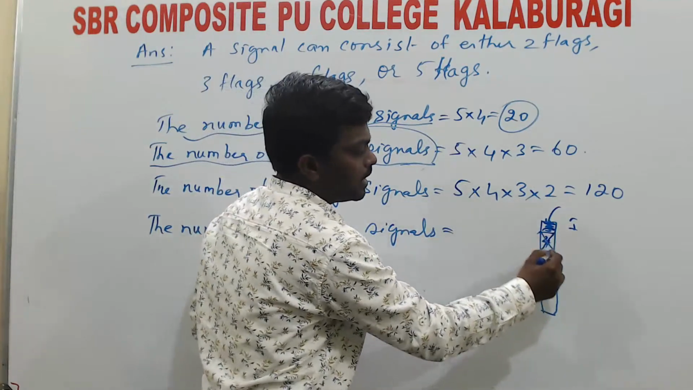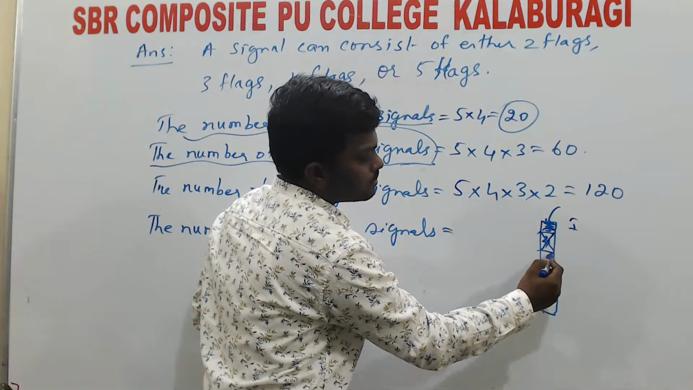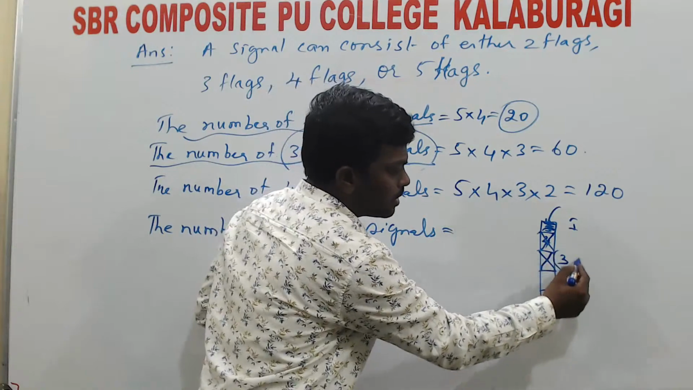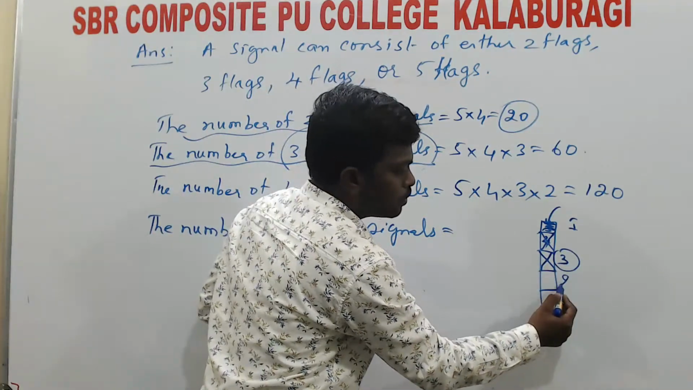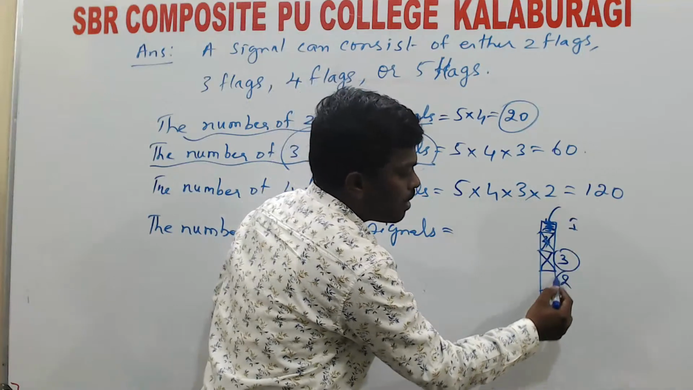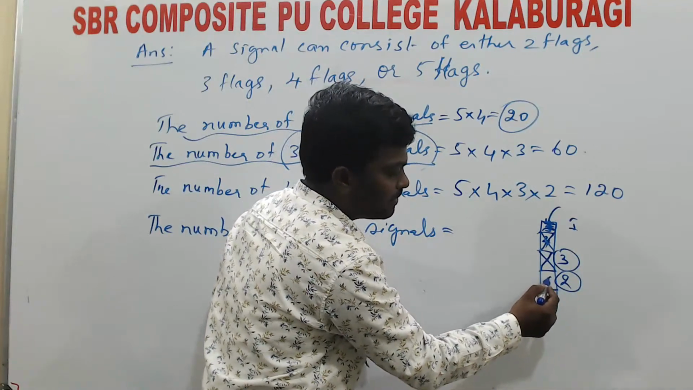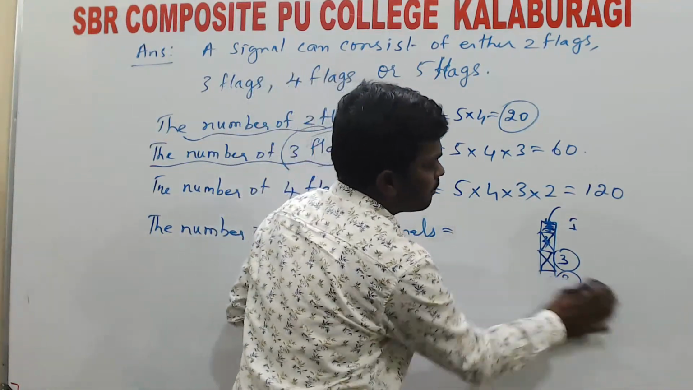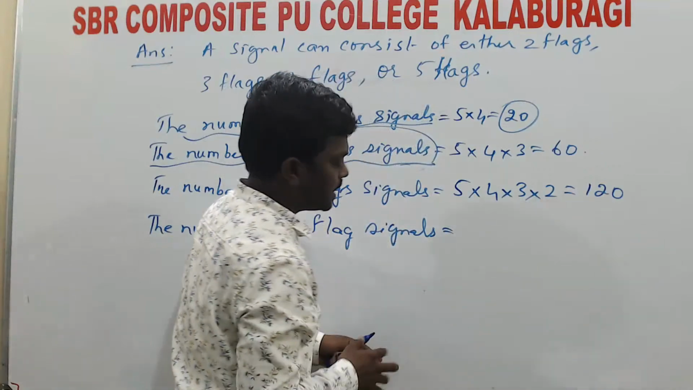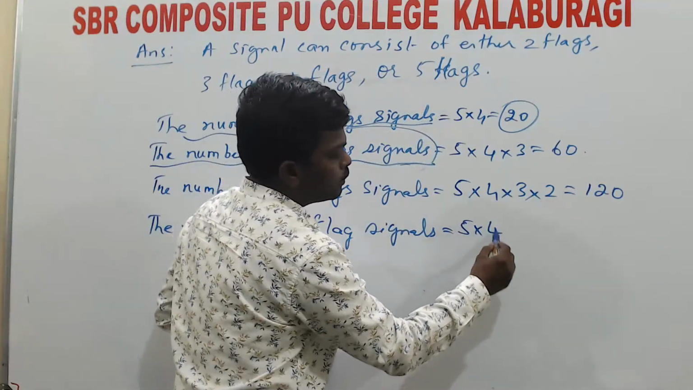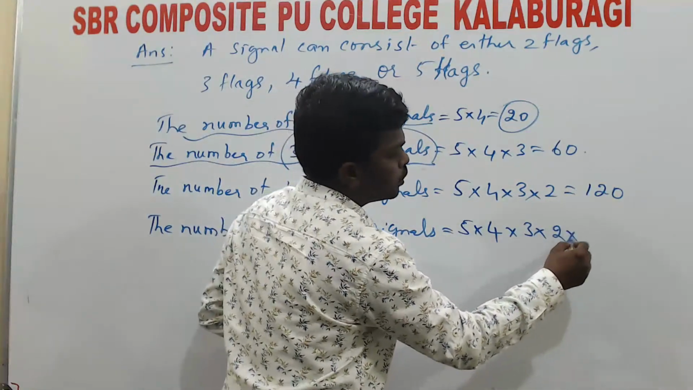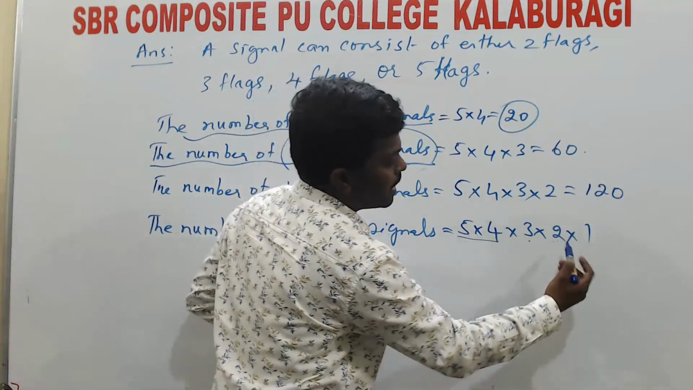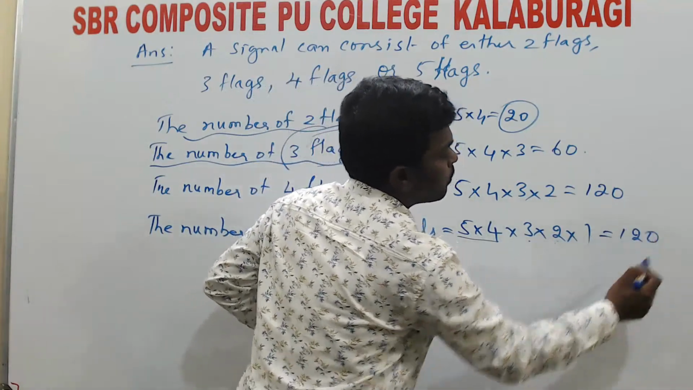Now it's filled by green. So now how many will be left? 3. Again among these 3, 1 will be filled here. Now 2 will be left for the next one. Among these, 1 will be filled. And how many remain now? 1. So the number of 5 different signals that we can generate is 5 into 4 into 3 into 2 into 1. So 5 fours are 20, 60, and this is 120, 120 into 1, again 120.